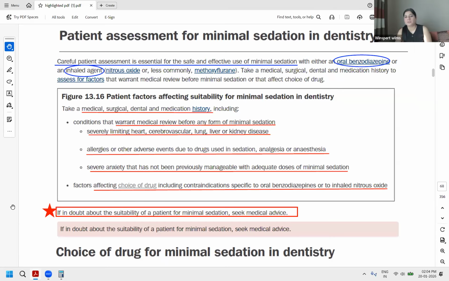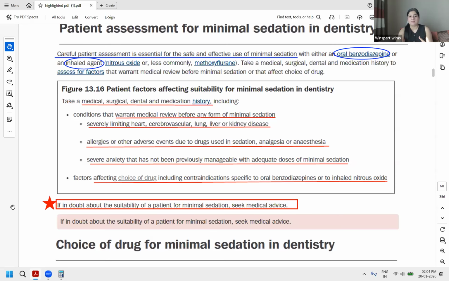How will you do the patient assessment? Not all cases will be suitable for oral BDCs and not all will be suitable for inhaled agents. The safest still being the inhaled agents, then the oral BDCs. Why? Because you can titrate and control the depth of sedation more with the inhaled agents rather than with the BDCs.